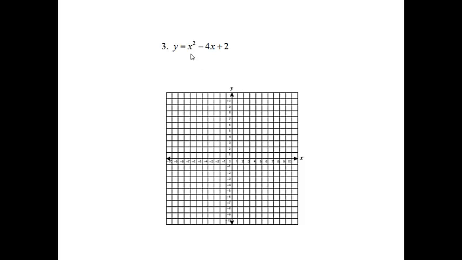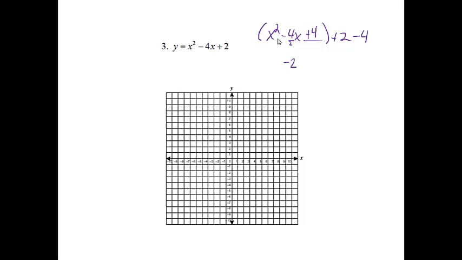Alrighty, on this one we have y equals x squared minus 4x plus 2. It is not in vertex form right now, so we get to complete the square so that it will be. So if you recall, we're going to do x squared minus 4x, leave ourselves a space, plus 2. And then from here, we're going to divide by 2. So -4 divided by 2 is -2. -2 squared is 4, so I'm going to put plus 4 on the inside and minus 4 on the outside.